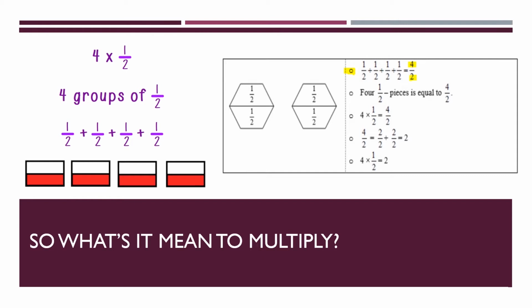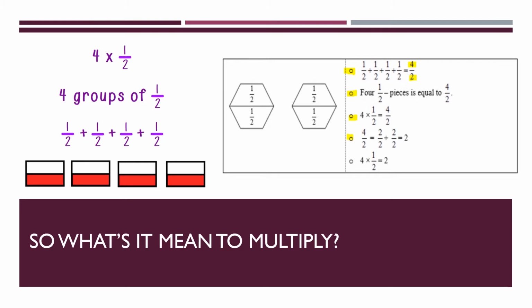So, let's take a look at the next bullet. 4 1/2 pieces is equal to 4 halves, 4 over 2, which can be also seen as, like we talked about earlier, 4 times 1/2 equals 4 halves. So we're relating the multiplication to the addition.